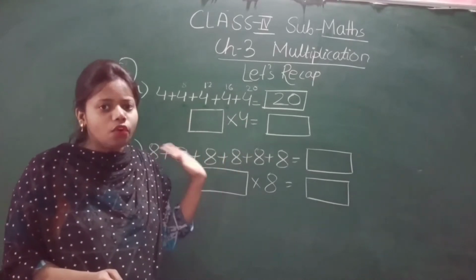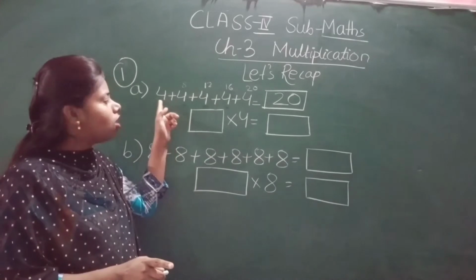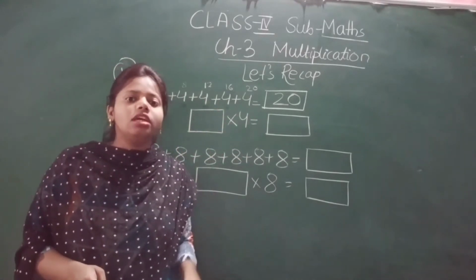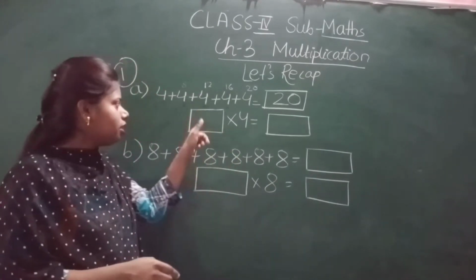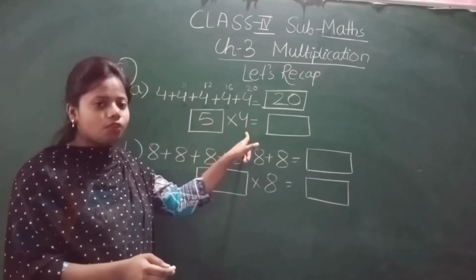Okay, this is 4. So that is why it is written 4. And now how much 4 is there? Now let's count: 1, 2, 3, 4, 5. How much is there? 5 fours. So what do we write here? 5. Okay. 4 is the same, that is why here 4 is there.